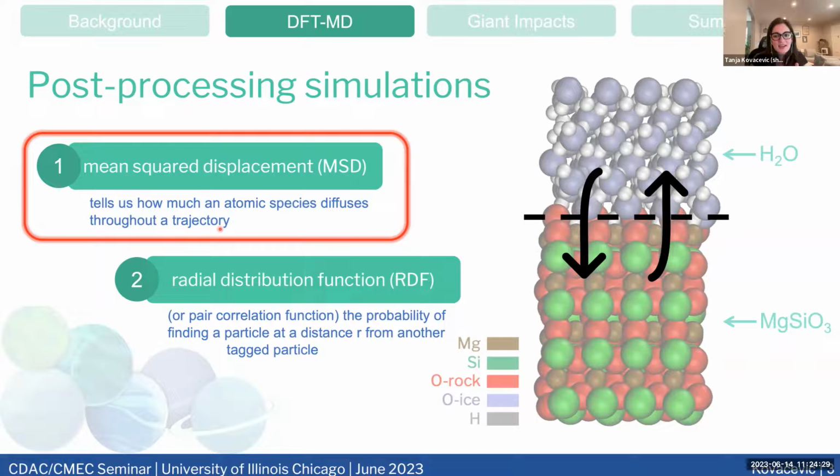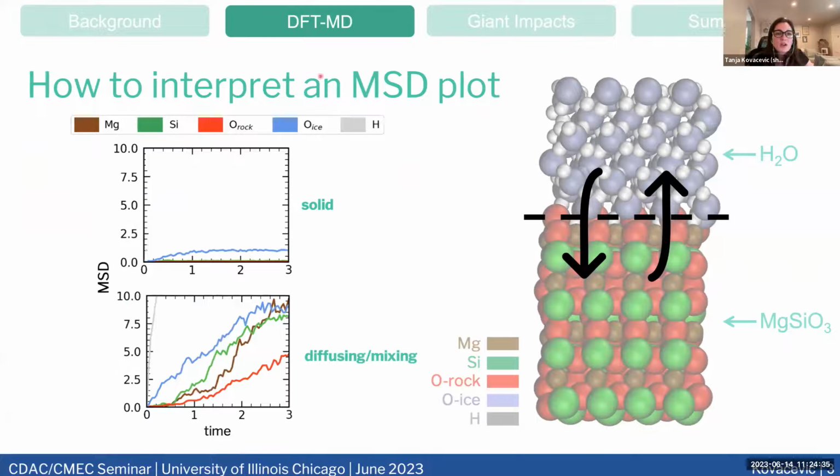I'm going to remind you of that as I discuss the plots that we're going to see in the next couple of slides. So quickly, I'll go with you through how to interpret an MSD plot, so we're all on the same page before I start throwing tons of plots at y'all. We're going to see MSD plots that indicate solid, and MSD plots that indicate diffusing or mixing. On the x-axis, we're going to have time, which is just the length of the trajectory. And on the y-axis, we're going to have the MSD, so how much the atomic species has been displaced over the length of the trajectory. Each line corresponds to an atomic species, and I'm trying to keep all the colors consistent.